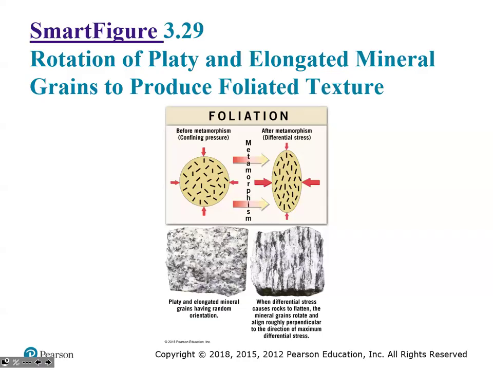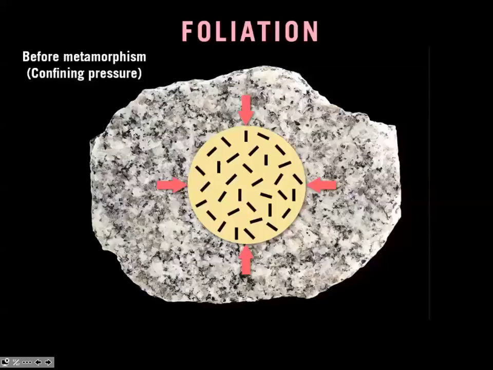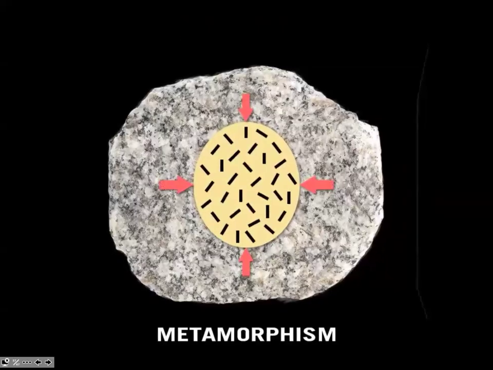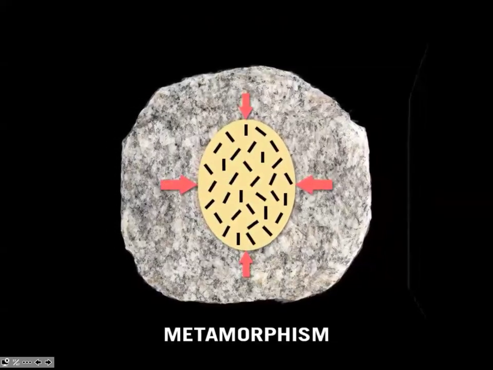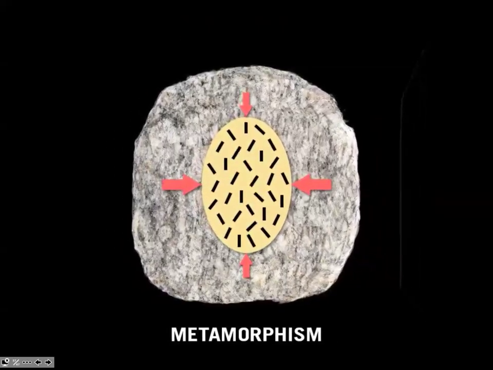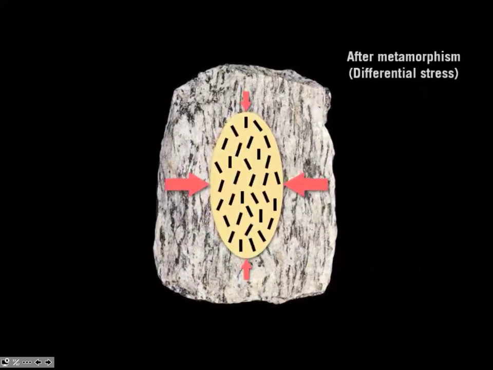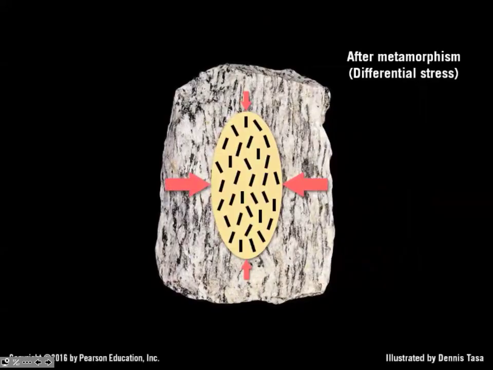So this is a video about the way that the rotation of platy and elongated mineral grains produces a foliated texture. So here we have before metamorphism, we have confining pressure. This animation illustrates how differential stress can cause the rearrangement of mineral grains during metamorphism. This process results in the mineral grains becoming aligned roughly perpendicular to the direction of maximum stress, creating one kind of foliation.